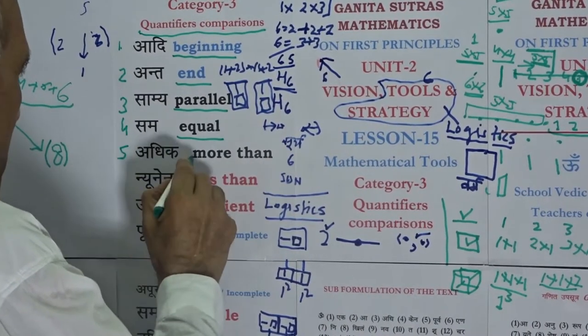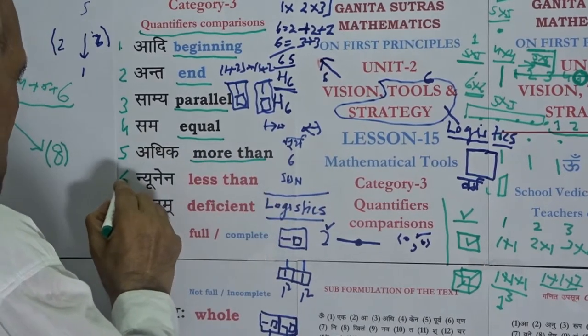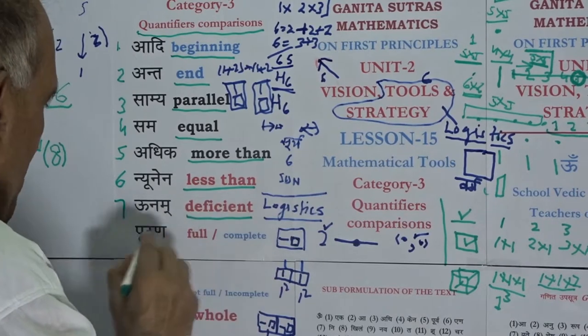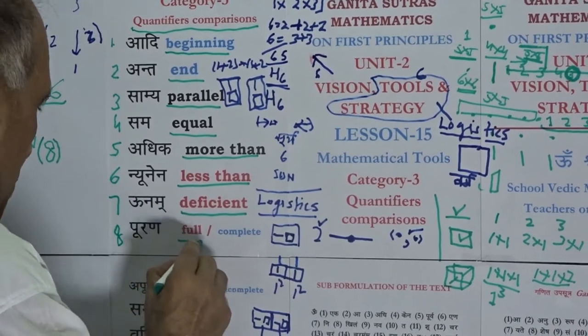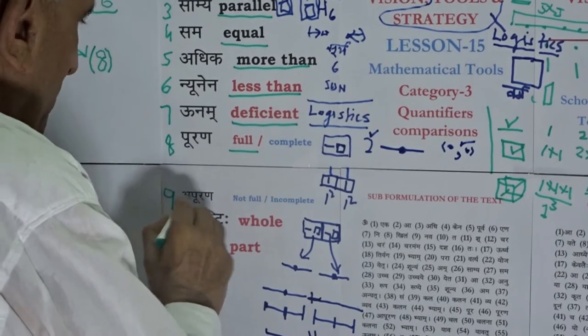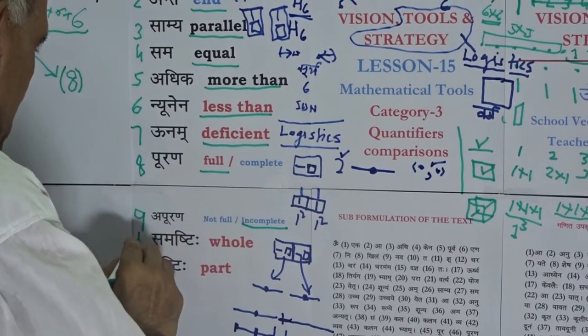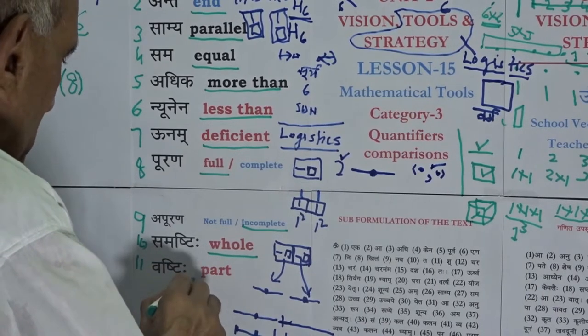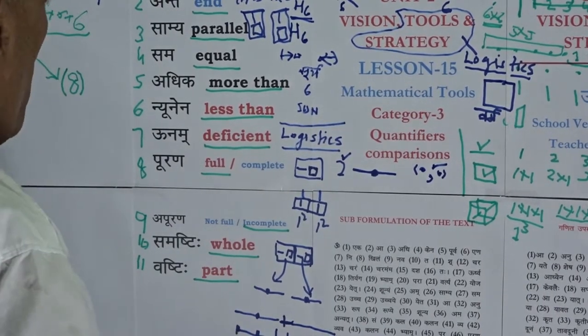Number 5 is Adik, more than. Number 6 is Nyun, less than. Number 7 is Unam, deficient from. 8 is Puranam, means full. Then 9 is Apuranam, which is incomplete. And 10 is going to be Samisti, which is whole. And 11 is going to be Vyasti, which is going to be part.